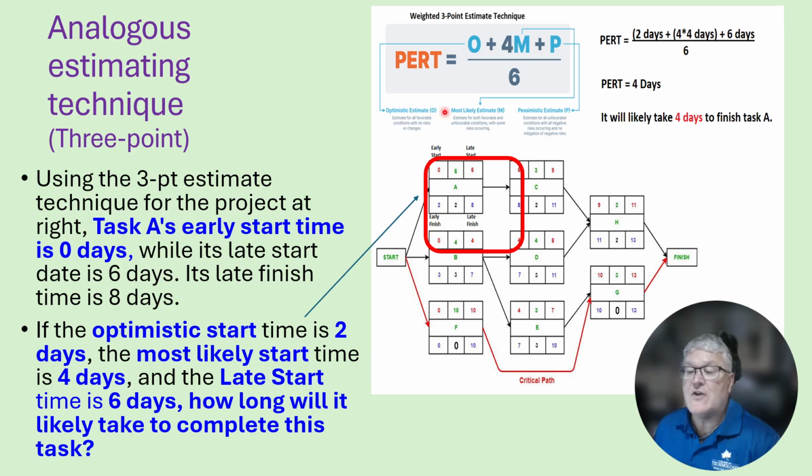So you put these values into this formula, and you have 2 days for the optimistic start, you have 4 days for the most likely, and then multiply it by 4, and then you have 6 days for the pessimistic start date, and then you divide by 6. When you do the math, you end up getting a value of 4 days. And you can do this for each of these, and it will help you with your planning process. It's also going to help you define what the critical path is later, and we'll talk about that later.